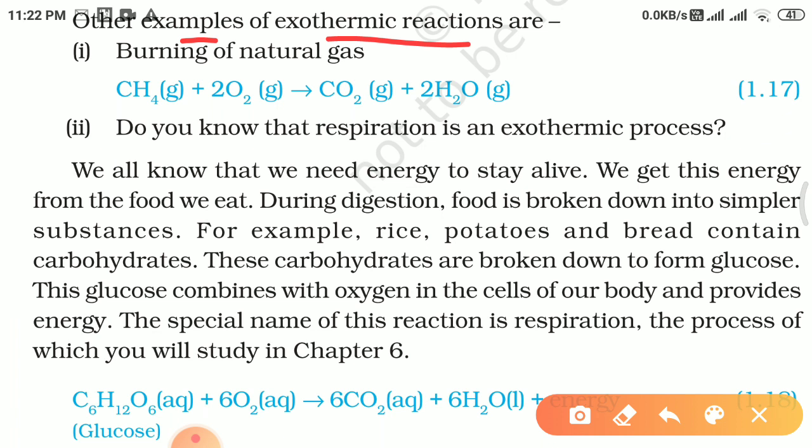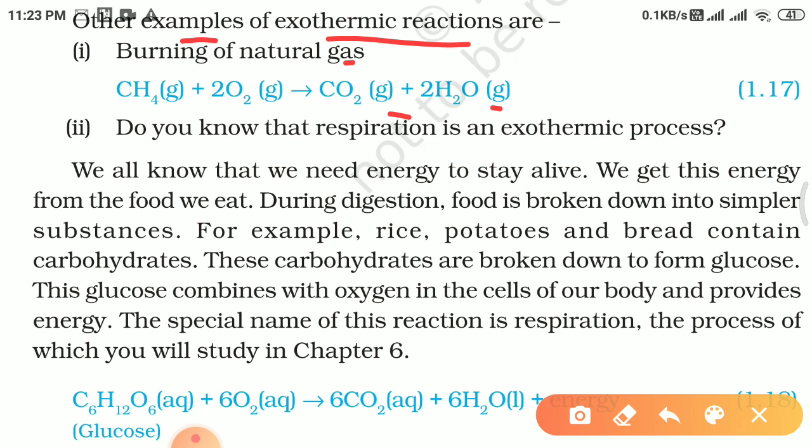First, burning of natural gas. Natural gas is methane, CH4. When it burns, it reacts with oxygen. So CH4 plus 2O2 gives CO2 plus 2H2O, water vapor and carbon dioxide. And also it produces a lot of heat. Then second is respiration. Respiration is also an exothermic reaction.